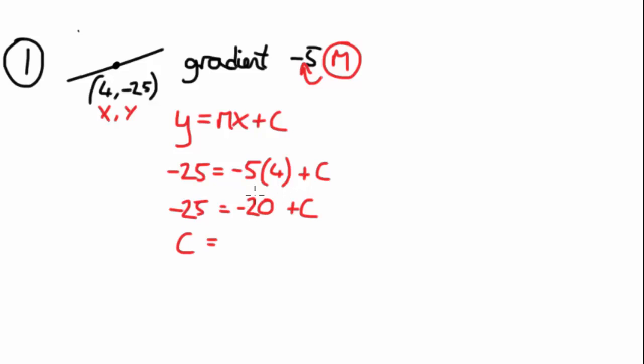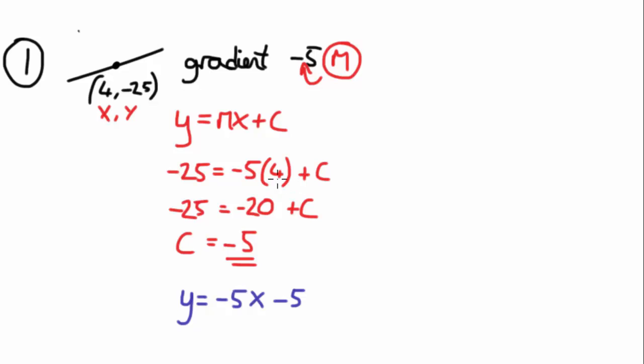If we add 20 onto this side to get rid of this minus 20, we have to do the same to the other side. That means c is actually equal to minus 5. So minus 25 is the same as minus 20 plus c, and if c is minus 5, that's minus 20 minus 5. To finish this question off, we write y equals, we've got the gradient of minus 5, then x, and then minus 5, and that's the value of c.